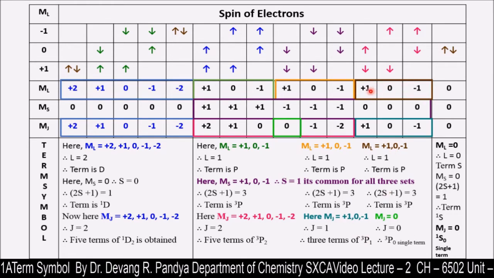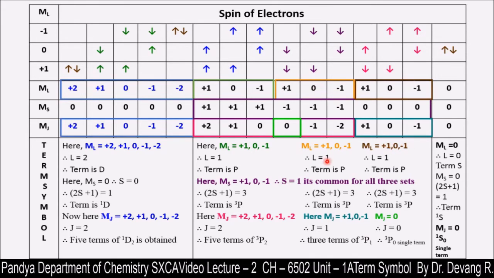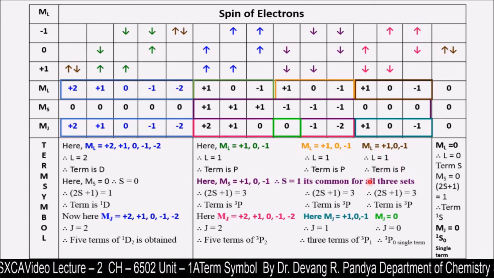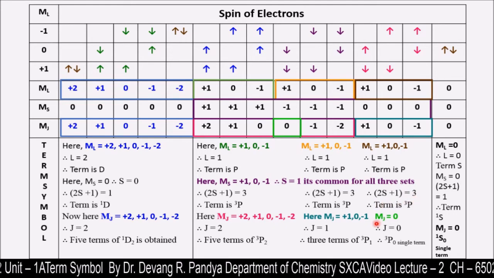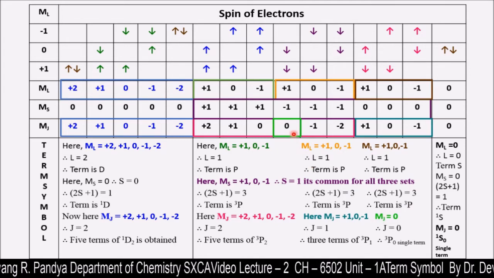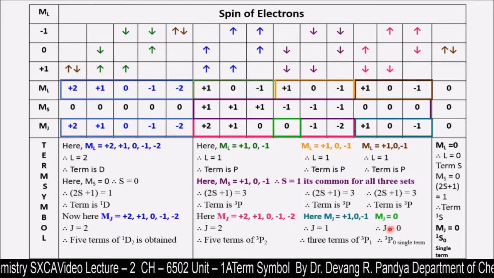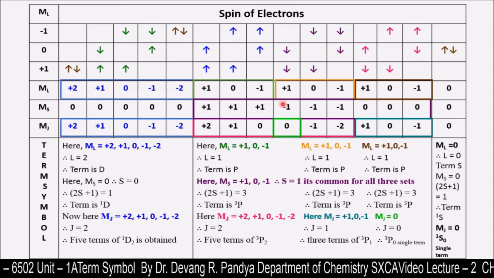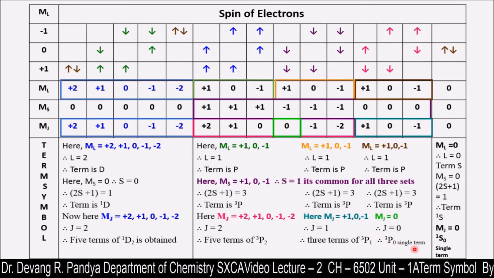Now here you can see for +1 0 -1, M subscript L, brown color is used, here orange color is used. For that L is equal to 1, term is P, spin multiplicity that is common, that is triplet, so triplet P is there. Now M J value, that is green, is assigned here, M subscript J value is 0, for that J is 0 as well. So for this single microstate, we have to assign triplet P0 single term, right?